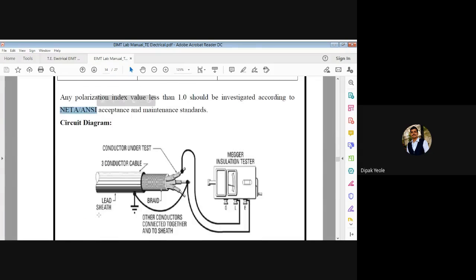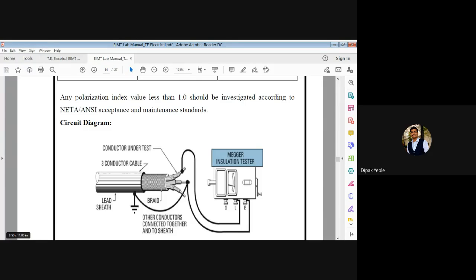So this is the circuit diagram you can see over here. This is the power cable which is our electrical equipment, and here you can see Megger is acting as an insulation tester. Yes. So we need the 3 core cable, 3 conductor cable. As I told you, the voltage range is 1100 volts. Yes. NETA is the International Electrical Testing Association.